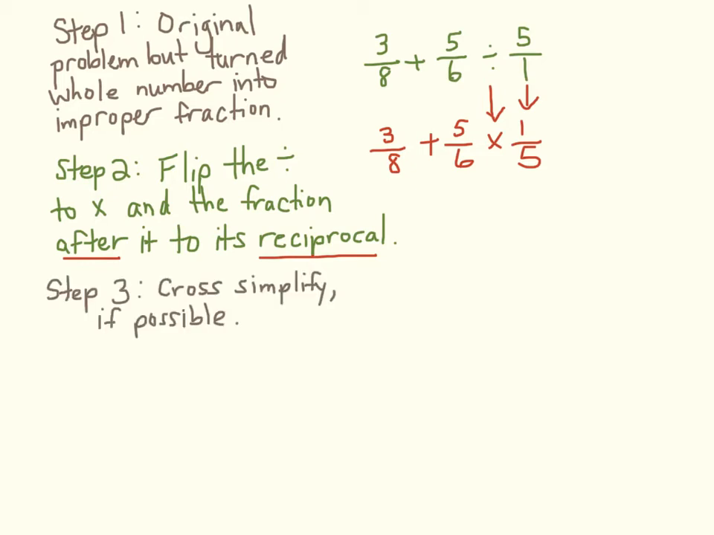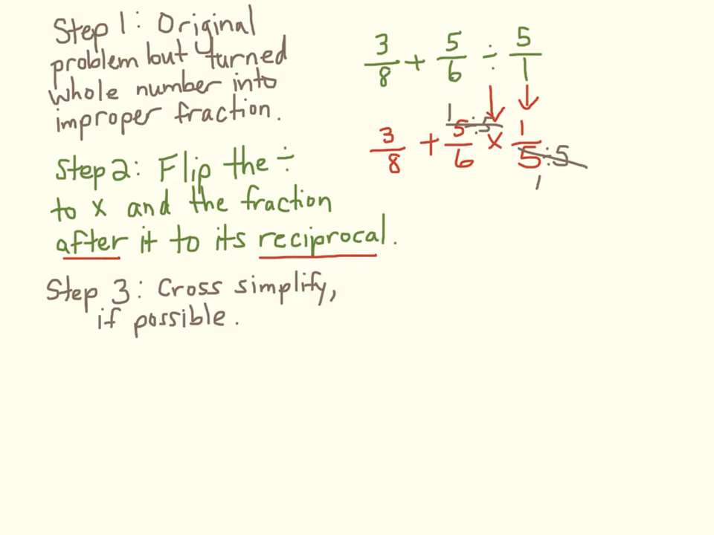After we've flipped that division sign to multiplication and flipped that final fraction to the reciprocal, we're still going to look to see if we can cross simplify. And in this case, since we have these two 5s diagonal to each other, we can divide out those 5s and make those into 1s. And remember, we're not even looking at this fraction here right now because it's not part of the division problem. It's all on its own. So we're going to keep it out of there for right now.